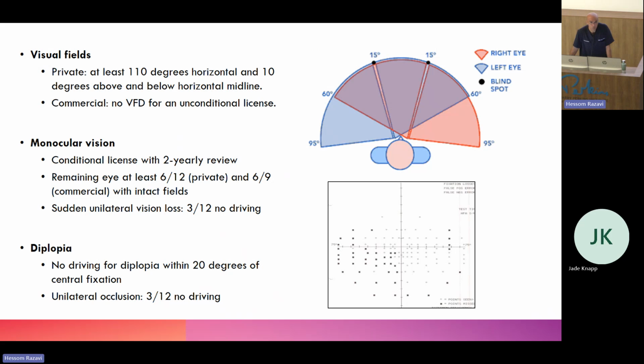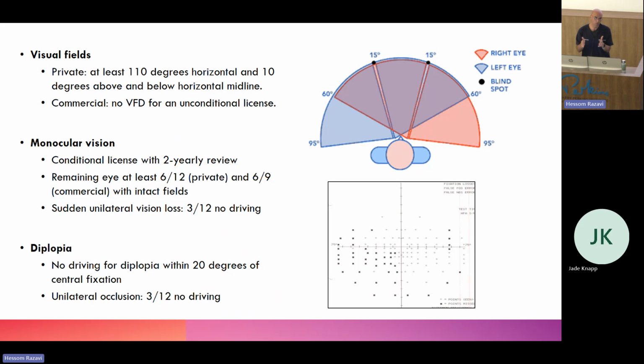So sudden unilateral visual loss, no driving for 3 months. What about diplopia, double vision, right? If someone's got a cranial nerve palsy, they get double vision. Well, there's no driving if the diplopia occurs within 20 degrees of their central vision.